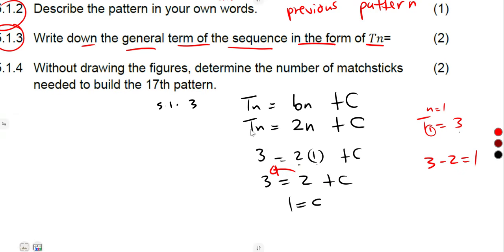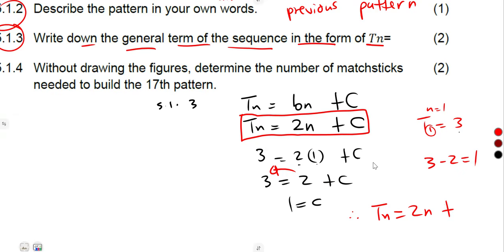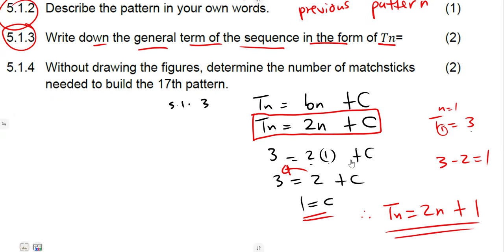So substituting here in Tn is equal to 2n plus C, it means therefore Tn is equal to 2n plus C. Our C is 1. So this is what you're going to have at the end. That is it, guys. Just play around.